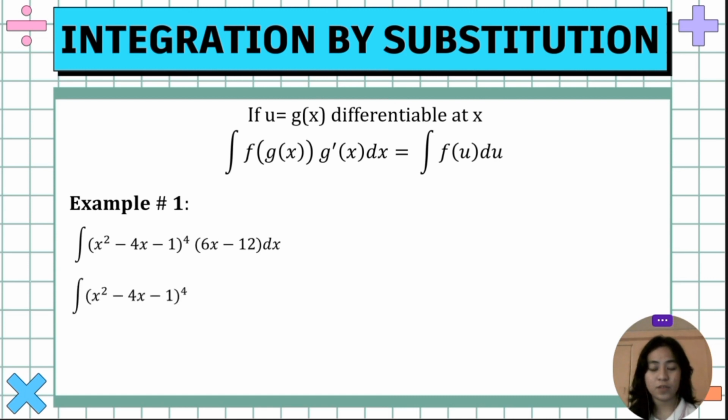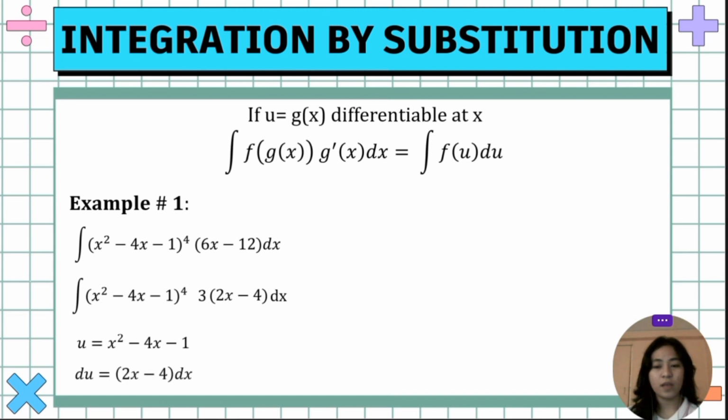First, we copy the first term, then factor out 3 from 6x minus 12, which becomes 2x minus 4 dx. So, u is equal to x squared minus 4x minus 1, and du is equal to 2x minus 4 dx. Then, we substitute u and du to the equation, which leaves us with the integral of u raised to the 4th power times 3 du.